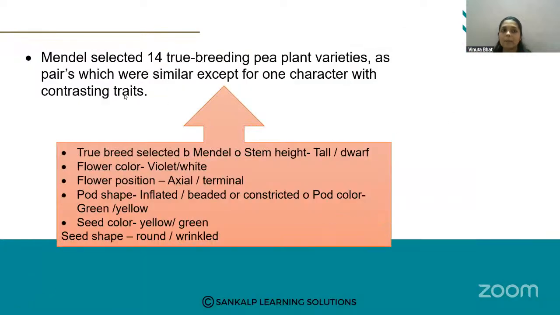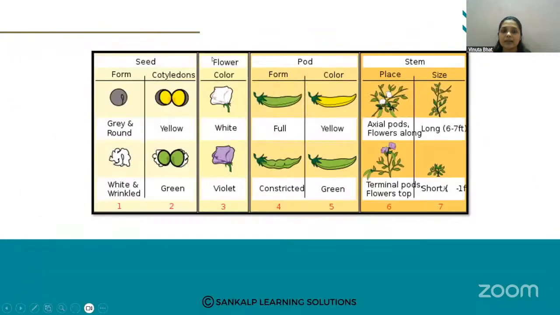Here, Mendel selected 14 true breeding pea plant varieties as pairs, which are similar except for one character with a contrasting trait. Here, Mendel chose different characters. Observe the 7 different contrasting characters of the pea plant. Here, the first one is seed.